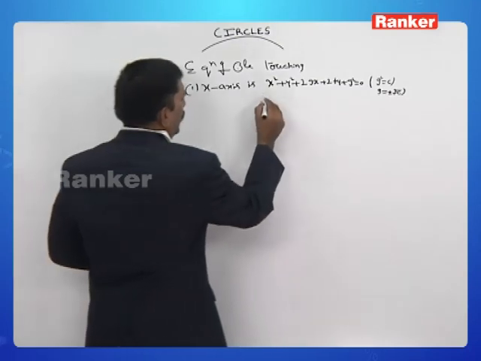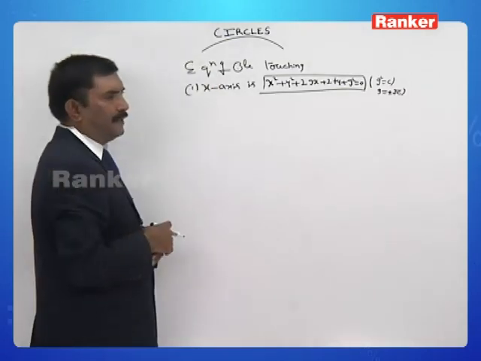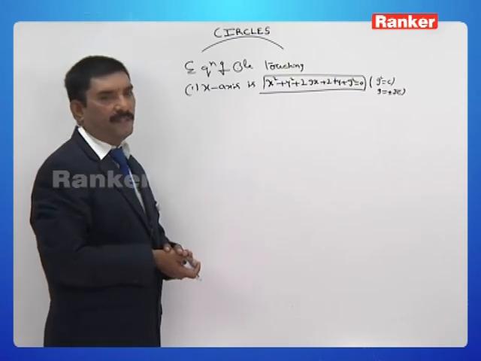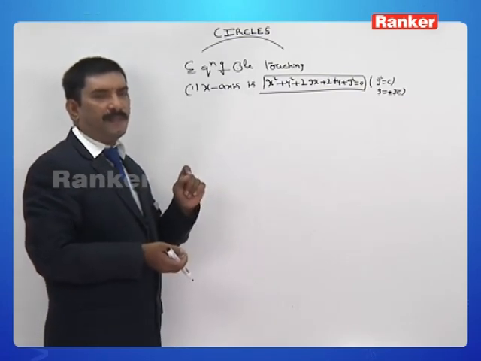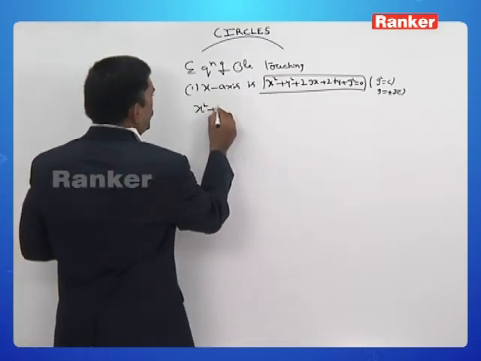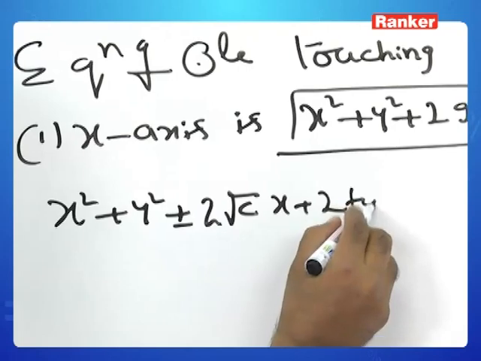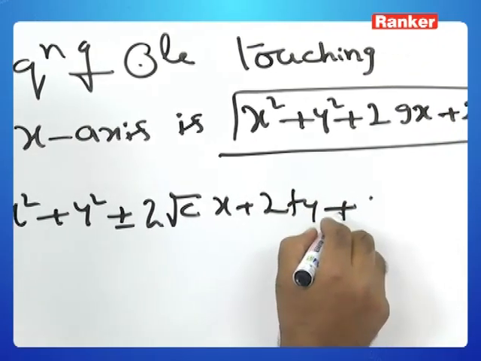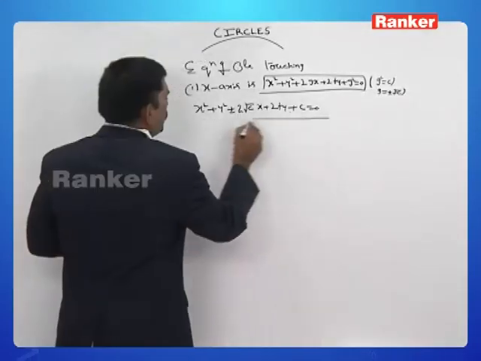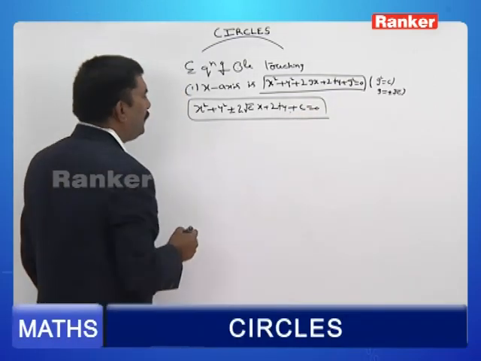So therefore, this is one way. Wherever, in place of c, if you have g square, it is quite obvious the circle touches the x-axis. It is one of the best representations for touching the x-axis. Or else I can also write x square plus y square plus 2 times plus or minus root c into x plus 2fy plus, that is, plus g square minus c is equal to 0 because g square is there. This also represents a circle which is touching the x-axis.